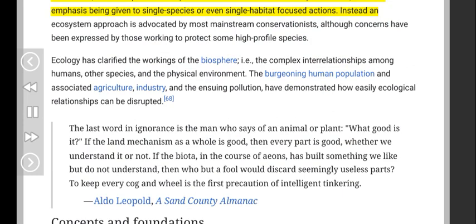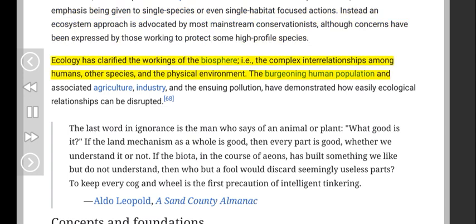Since 2000, the concept of landscape-scale conservation has risen to prominence, with less emphasis being given to single species or even single habitat-focused actions. Instead, an ecosystem approach is advocated by most mainstream conservationists, although concerns have been expressed by those working to protect some high-profile species.